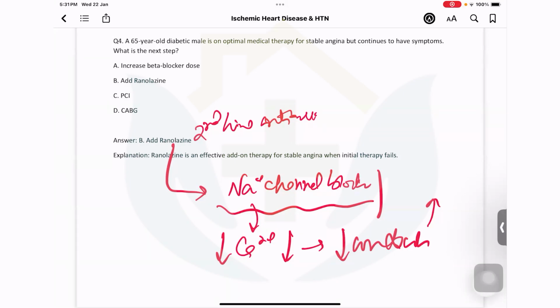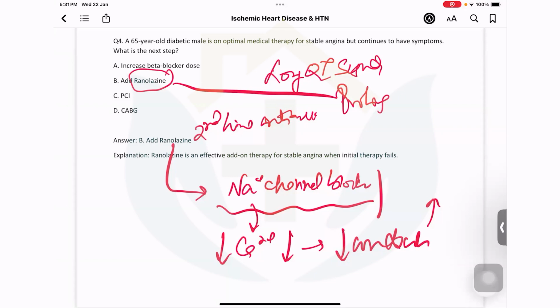There were a few contraindications also. I think in long QT syndrome, ranolazine is contraindicated. Why? Because ranolazine itself causes prolonged QT. By decreasing calcium inside the myocardium, the repolarization phase is elongated. That is important. So torsades de pointes can occur.